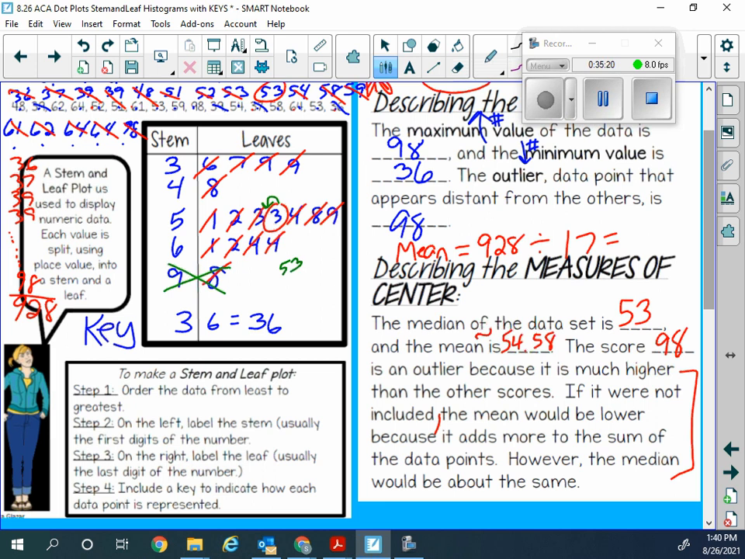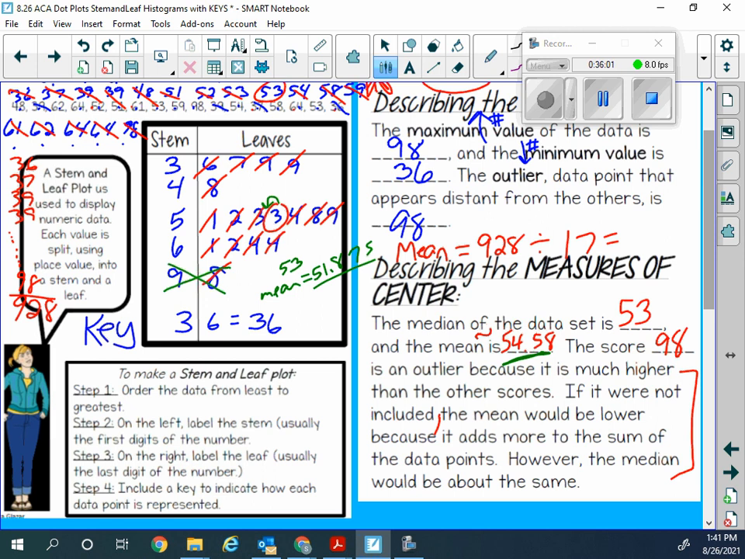Any change? No. But now let's talk about the mean without the number 98. Use your calculator right now to take the number 928. Subtract 98 because we took it out. Are you doing it with me? Then we're going to divide by how many? Not 17, 16, because we took one out. What did you get? What's the new mean? 51 from what? 875.